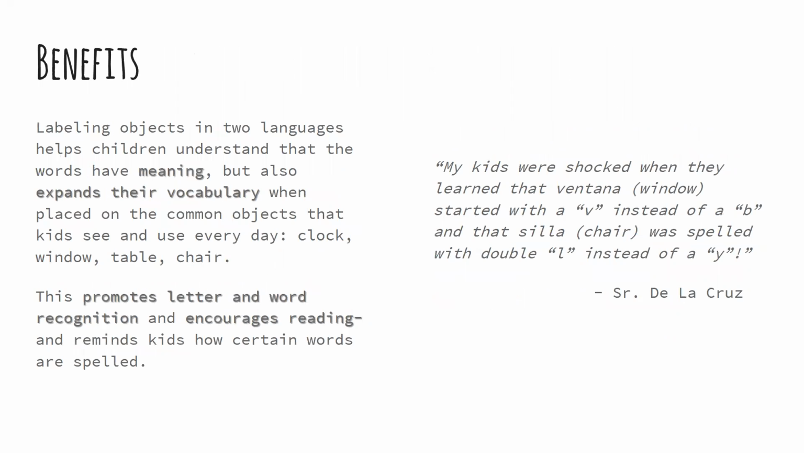Labeling objects in two or more languages helps children understand that the words have meaning, but also expands their vocabulary. Place them on the common objects that kids see and use every day, like the clock or a window, and change them out throughout the school year as well. This promotes letter and word recognition and encourages reading as well.